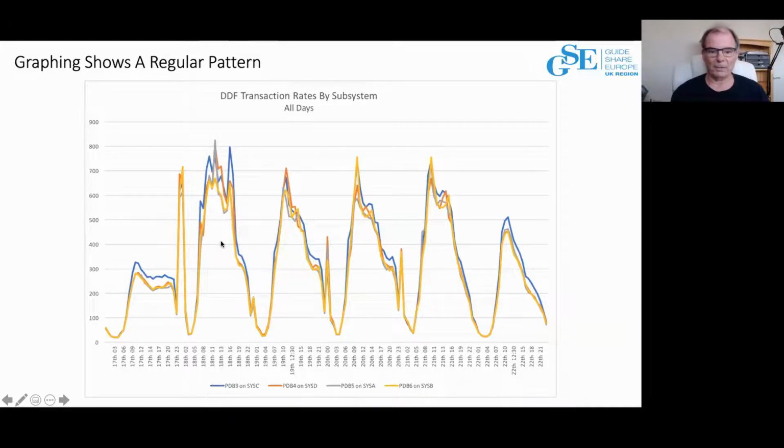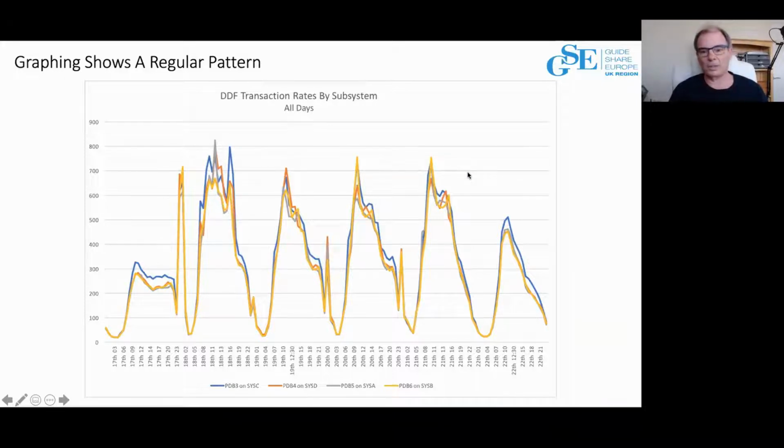But apart from that, we have a big peak, a little peak, big peak, little peak, big peak, little peak, and so on. So that is a very nice introduction to the fact that there's significant, I mean, these are transactions per second here. So this is a big amount of DDF work.